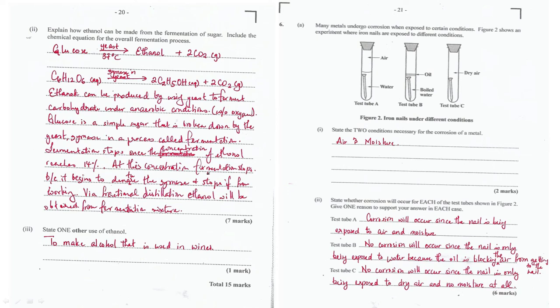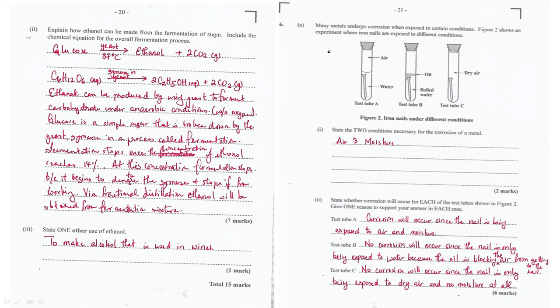Now, at this concentration, fermentation stops because it begins to denature the zymase and stops it from working. Right? Denature means to destroy. Now, via fractional distillation, the ethanol can be obtained from the fermentation mixture. It says state one use of ethanol, and it will be to make alcohol that is used in wines. That's the only edible alcohol of all of them. The rest of them will poison you.